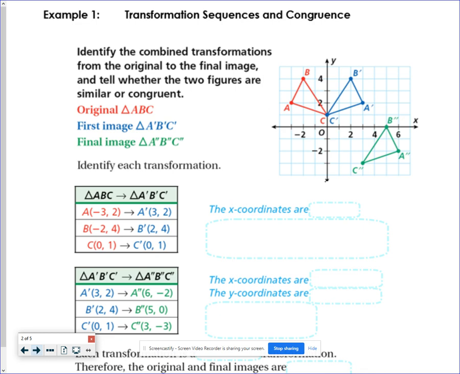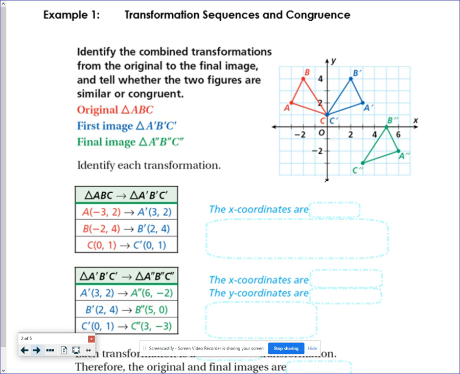So if you take a look at this slide, we've got three different triangles here. And again, make sure that you're noticing the prime notation. So the red triangle doesn't have any primes. That's my original, my pre-image. And the blue one has one prime, and then the green one has a double prime. So what I want to do here is figure out how I can get from the red to the green using that blue one as the in-between step.